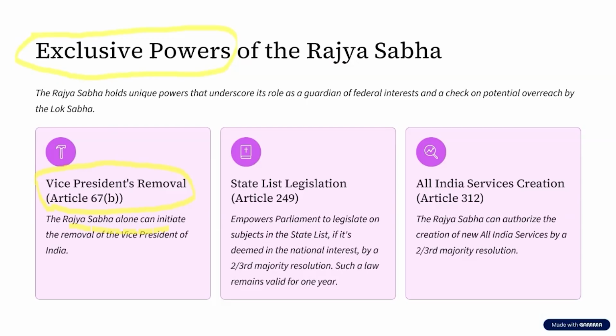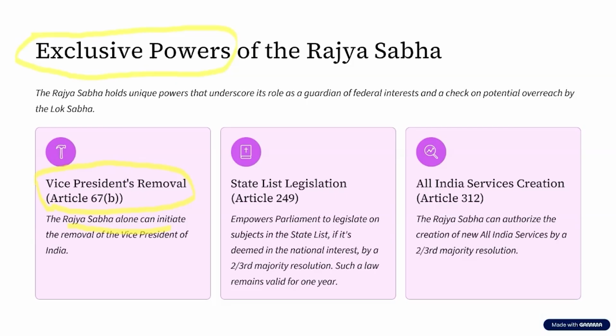I hope you are understanding this. More procedures of the vice president's removal will be dealt with when we deal with the chapter on the executive, when we deal with the vice president specifically. But for now, let us keep this in mind: in order to remove the vice president of India, who alone can initiate this process? It is the Rajya Sabha alone.